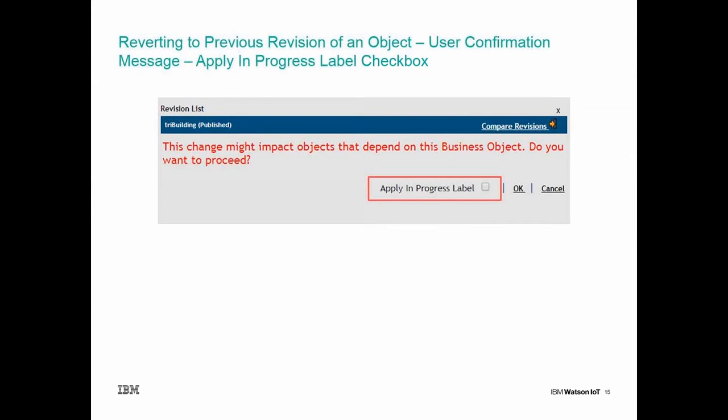So this slide shows an example of the user confirmation message. This is the general warning that gets displayed to users: this change might impact objects that depend on this business object, do you want to proceed? Also note here the Apply In Progress label checkbox that I mentioned on the previous slide. With this selected, the reversion process will automatically give the In Progress object label to the new revision.